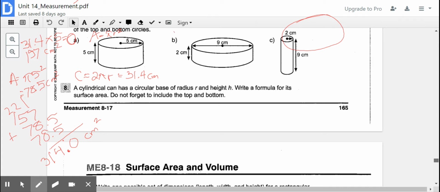I want you to do B and C. Now, these are not easy questions. You have to apply everything that we've done so far. I'll put the answer key up there, and I'd like you to check your own work there. We're going to skip 8, and that's the lesson for surface area of cylinders.